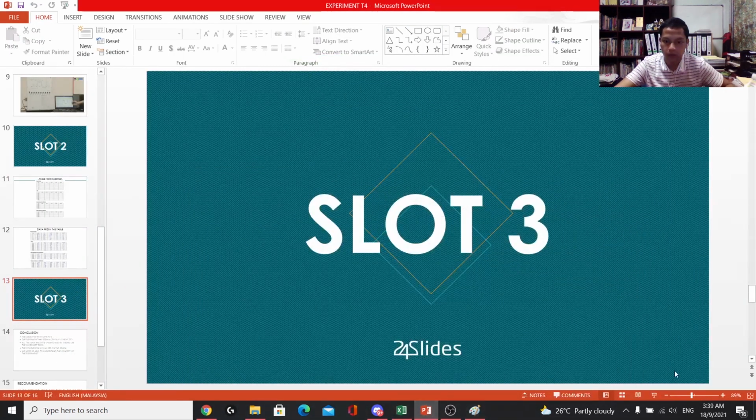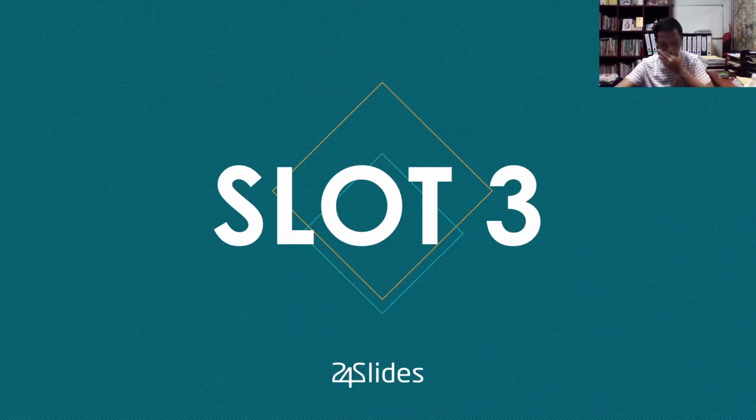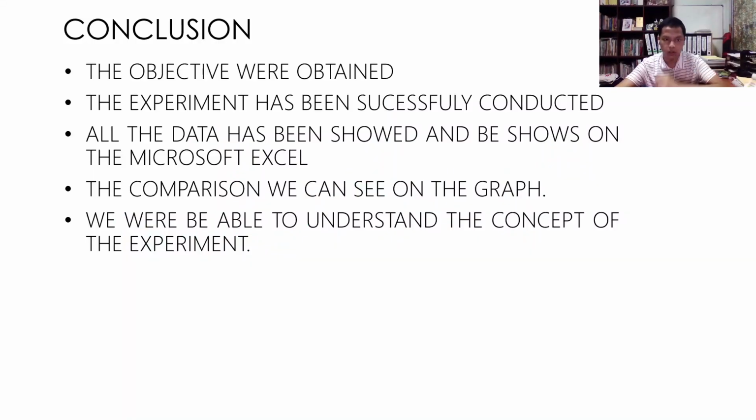so we're back to slide 3. Slide 3 is simple. So the conclusion is the objectives were obtained. So the experiment has been successfully conducted. All the data has been shown on Microsoft Excel. As you can see on Microsoft Excel, we do the graph and we can see the flow, comparing the theoretical and the experimental. So then from the comparison on the graph, we were able to understand the concept of the experiment.